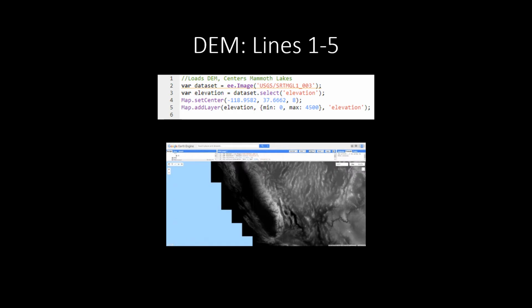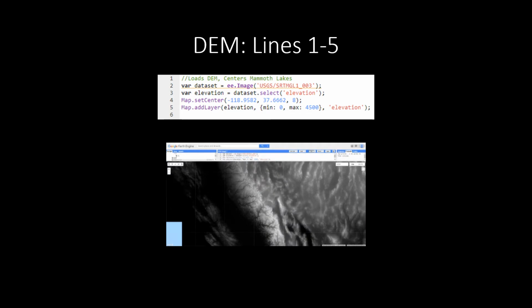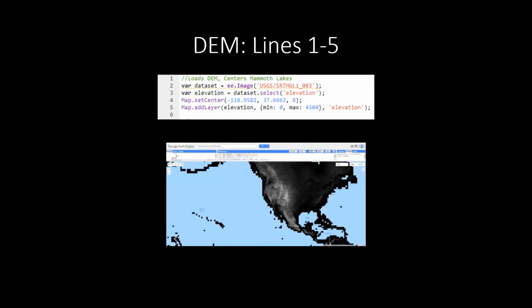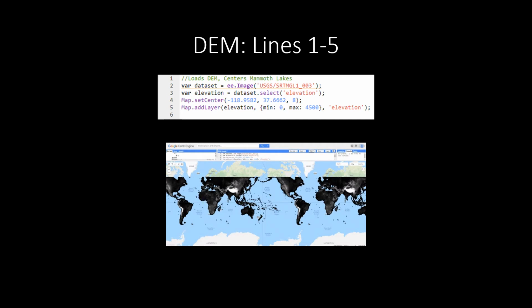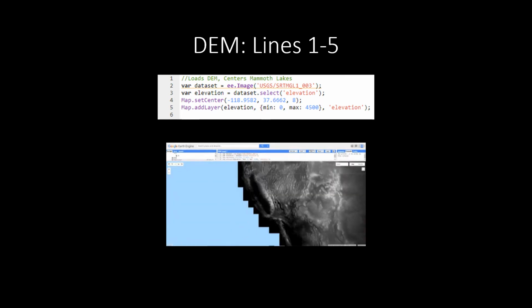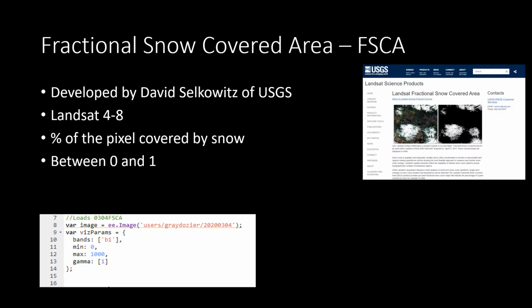Working in Google Earth Engine is advantageous in this regard because instead of downloading individual SRTM tiles from USGS Earth Explorer, you write 5 simple lines of code and you have a DEM for the entire planet, provided the area you're working in is south of Greenland and north of Antarctica. After loading my DEM, I downloaded Landsat Fractional Snow-Covered Area from USGS Earth Explorer.